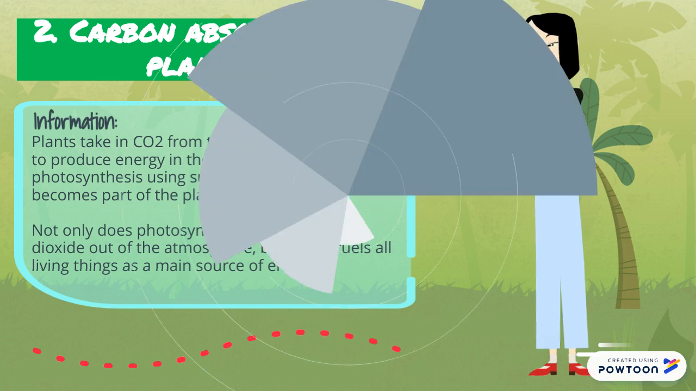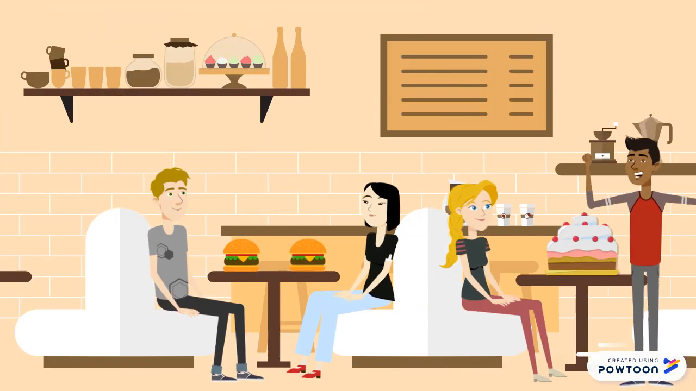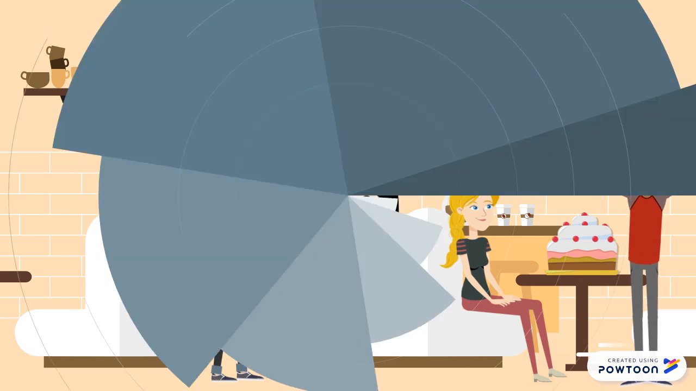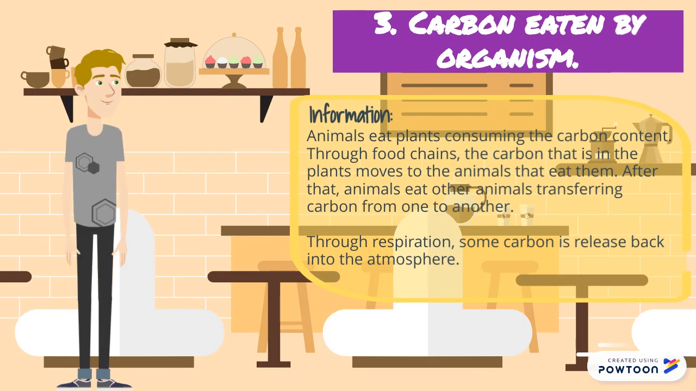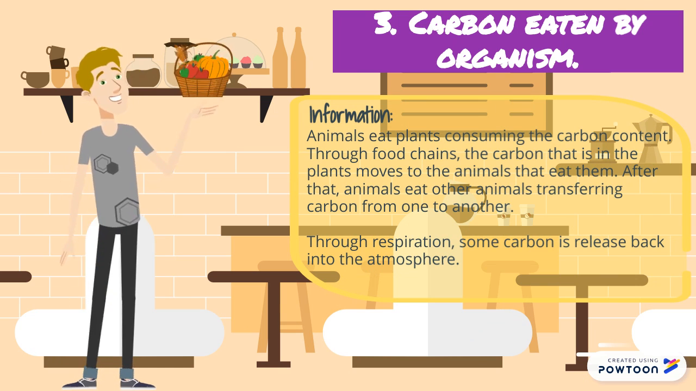The third process to the carbon cycle is when carbon is eaten by a consumer. Animals eat plants, consuming the carbon content. Through food chains, the carbon that is in the plant moves to the animal that eats them. After that, animals eat other animals, transferring carbon from one to another. Through respiration, some carbon is released back into the atmosphere.